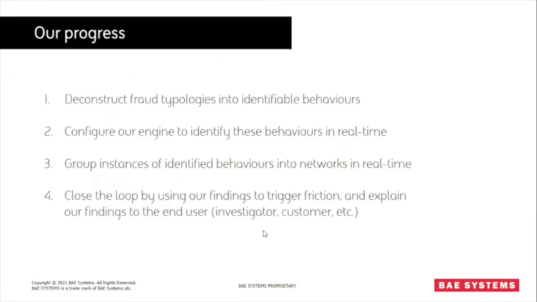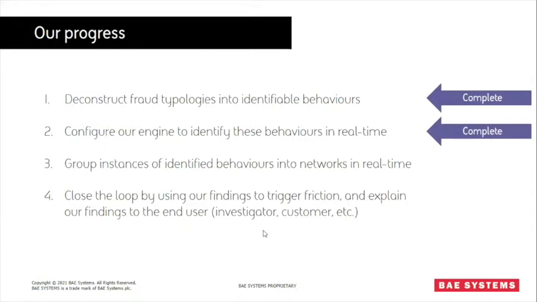So, a quick overview of the progress that we made. These are the things that we wanted to try out. Number one was to deconstruct fraud typologies into identifiable behaviors. We've done that. We wanted to configure our engine to identify these behaviors in real time. We've done that. We wanted to group these instances of identified behaviors into networks in real time. We've done that. And finally, we wanted to close the loop by using our findings to trigger friction and explain our findings to the end user. That's where we've started, but we haven't quite finished.